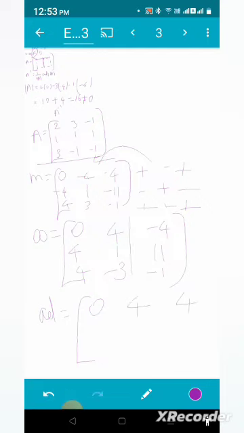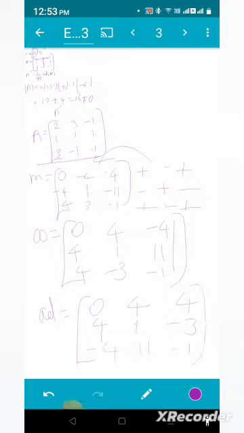Then the second column is taken as the second row: 4, 1, minus 3. Then similarly the third column is taken as the third row: minus 4, 11, minus 1. This is the adjoint value.